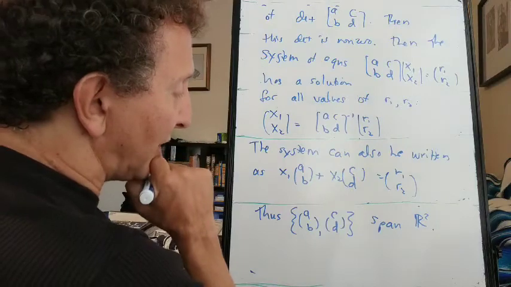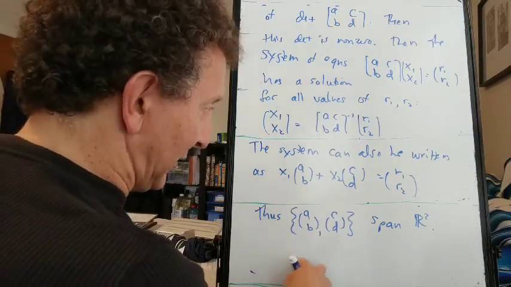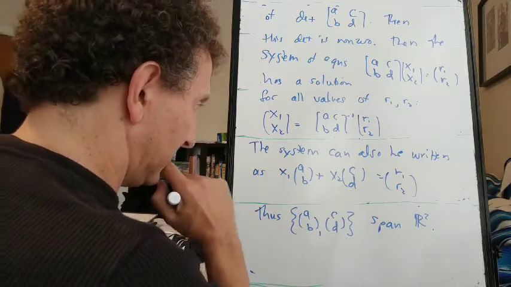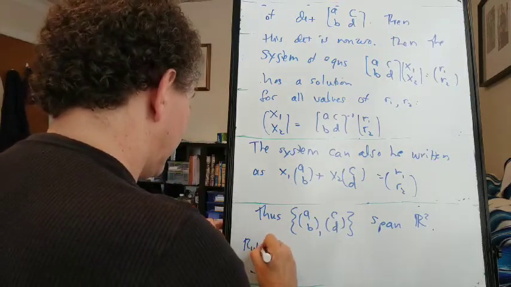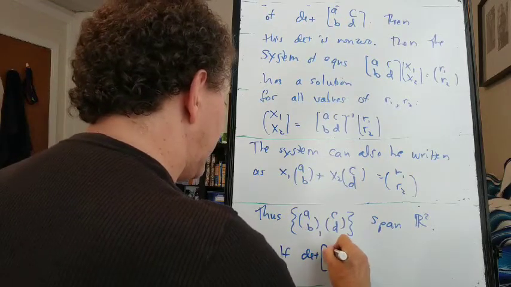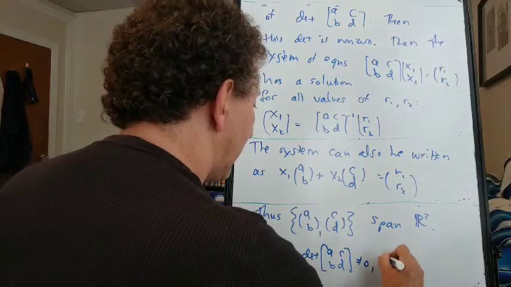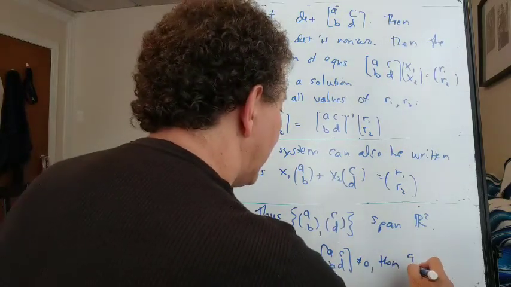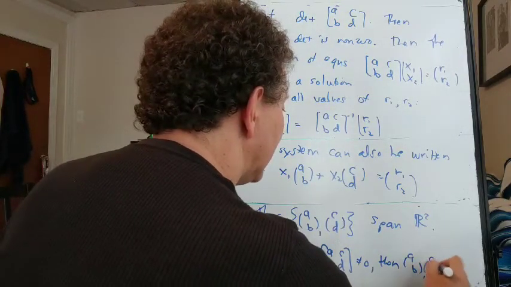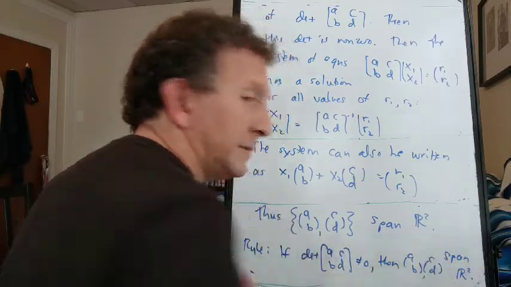So if we have two vectors in R2, you could just make a matrix out of them, take the determinant. If it's not 0, then they span R2. So if the determinant of (a, b; c, d) is not 0, then (a, b) and (c, d) span R2.